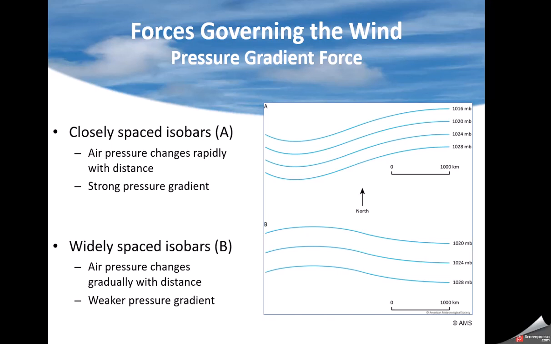The further apart the lines are, particularly in high pressure systems, the lines get pretty far apart. But in low pressure systems, they can get pretty tight, right next to each other. So when you look at a weather map, if you're interested in the wind, one of the very first things you're going to look at is the pressure gradient. How close together are the lines?